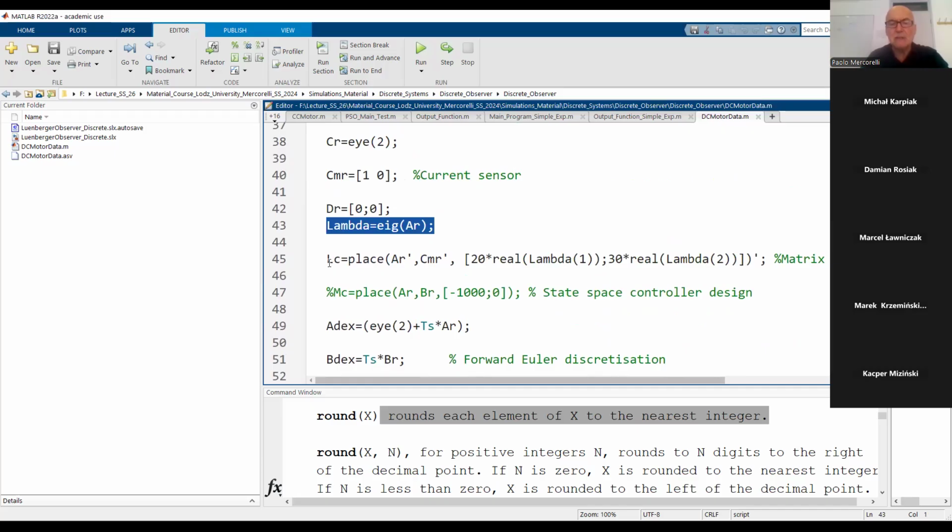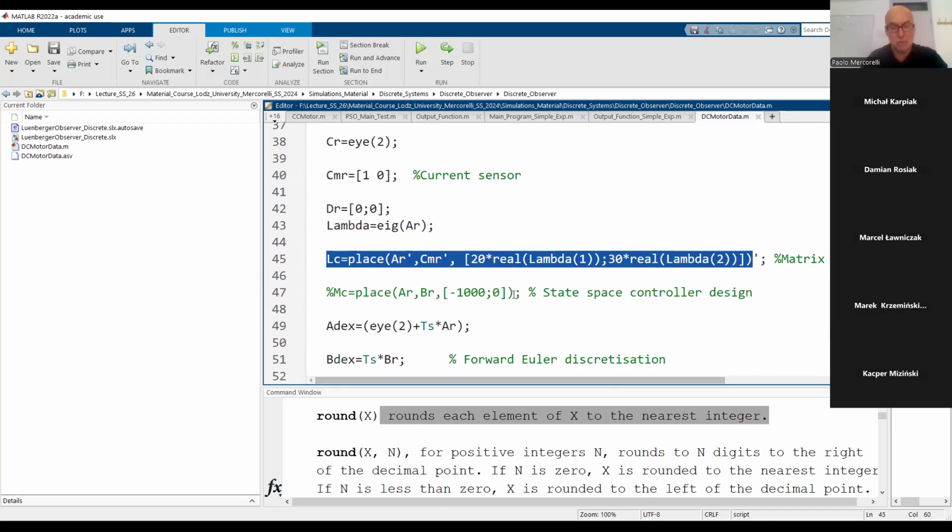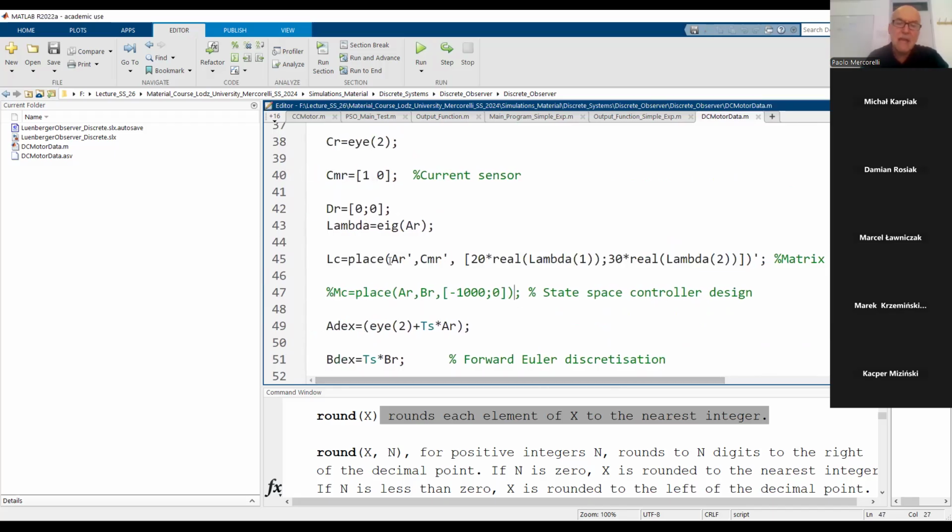I am calculating the matrix L, everything in continuous at the beginning. Everything in continuous. LC, controller, because why LC? Yeah, it's not controller because it's an observer. L is the parameter of the inductance. Be careful.